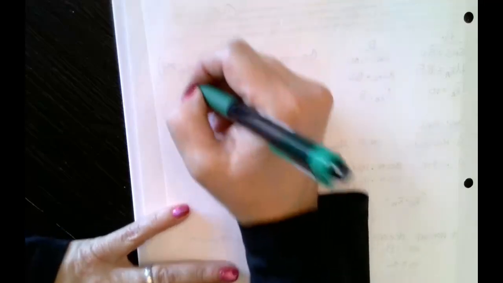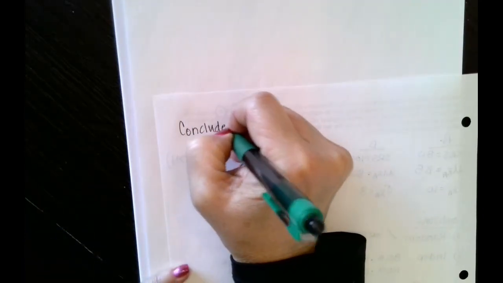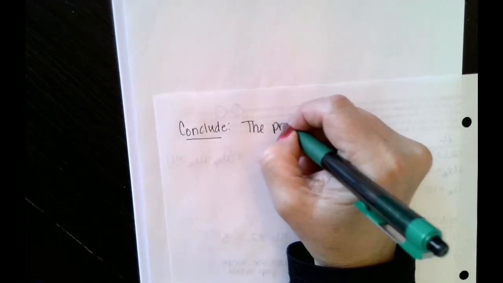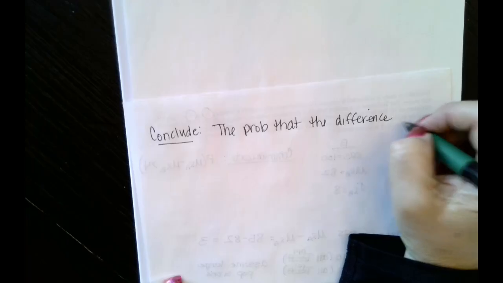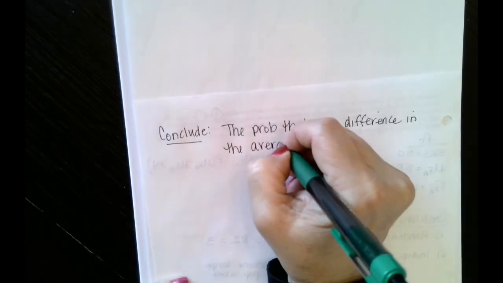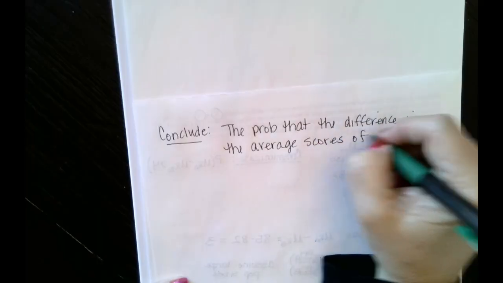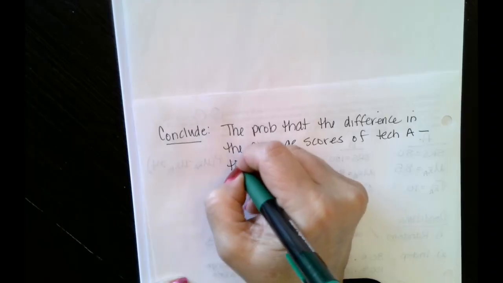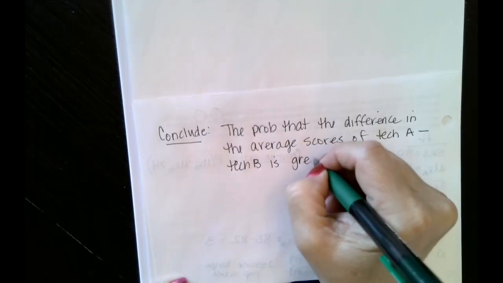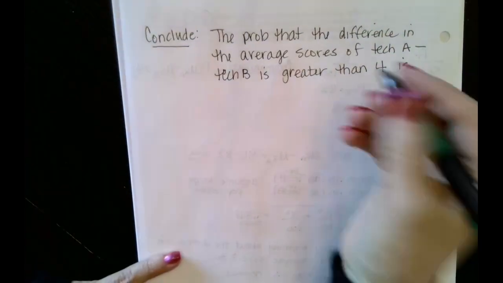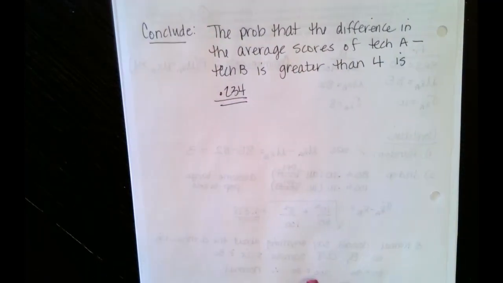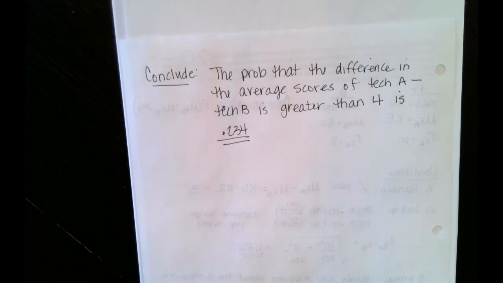So last step here is going to be my conclude. And what I'm going to say is the probability that the difference in the average scores of technique A minus technique B is greater than 4 is 0.234. The probability that the difference in average scores of technique A minus technique B is greater than 4 is 0.234. Okay, sorry, I know that was a long one.